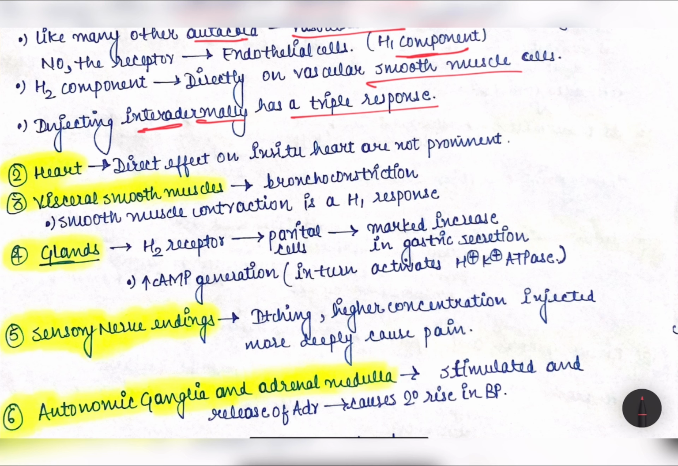About this triple response, we had discussed in physiology classes that it has red spot, wheal and flare. The red spot is because of intense capillary dilatation, and the wheal is because of exudation of fluid from the capillaries and venules. And the flare, the redness in the surrounding area, is because of dilatation of arterioles, mediated through axon reflex, which we also discussed in physiology classes.